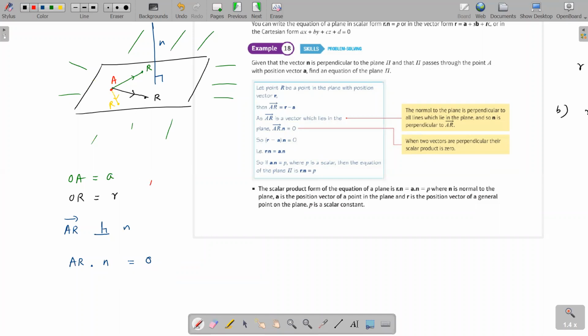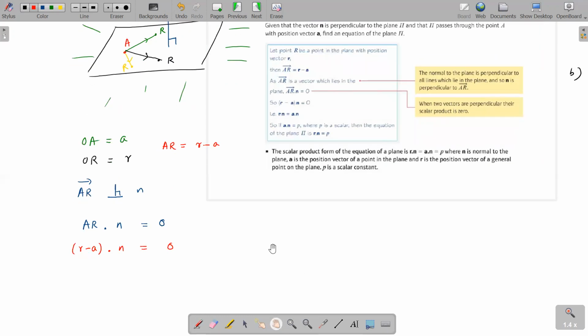How do I write the vector AR in the position vector form? It's R minus A. So I get (R minus A) dot N equals 0. So (R minus A) dot N gives me R dot N minus A dot N equals 0.